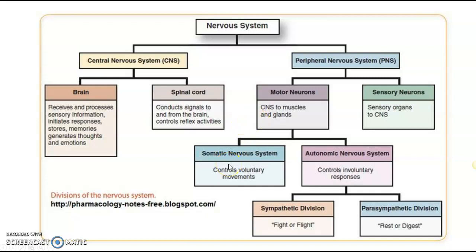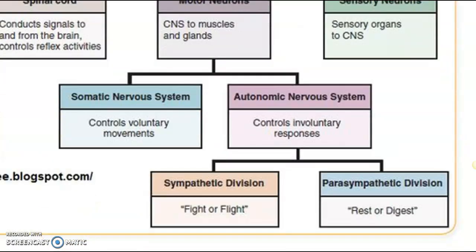At the same time, your brain can also send stuff on the autonomic pathway. Now, autonomic should scream at you automatic. So let's zoom in on that a little bit more. If we look at the autonomic, it controls involuntary responses. So if you guys are taking notes, somatic is voluntary or skeletal muscles. Autonomic then would be smooth and cardiac muscles, the ones you can't control. And it depends on what it does.